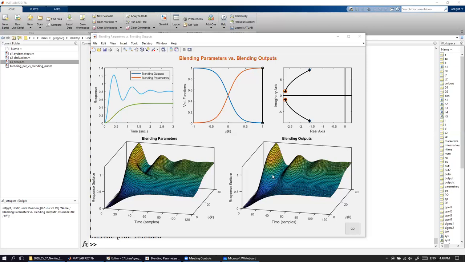But the important thing is when we blend the parameters, the structure stays the same. And the result with the blending parameters, if you have local models that are second order, the resulting model is also second order. When we blend the outputs, if the local models are second order, the resulting model is a fourth order. So it has a higher complexity structure, right?